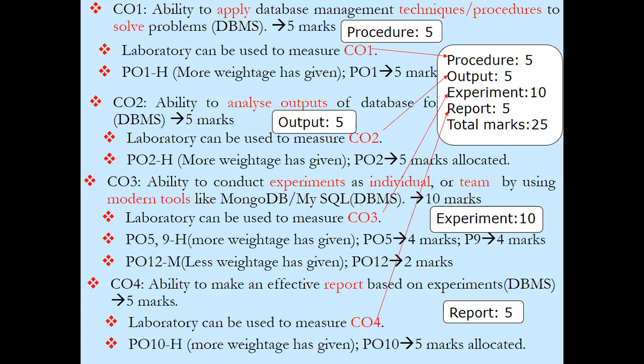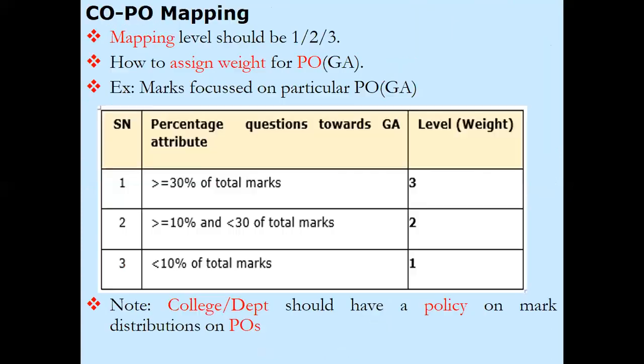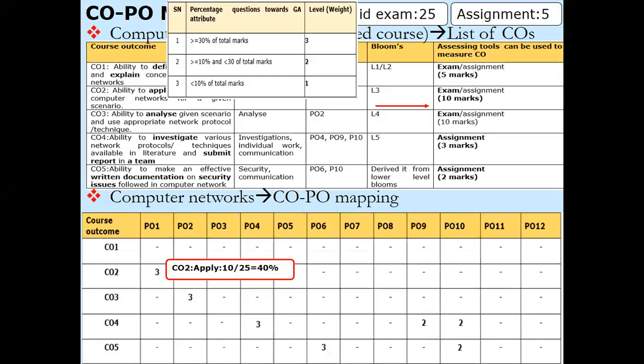Any other one more person raise your hands. Good afternoon, sir. Regarding the calculation which you have just shown for the PO-CO mapping, sir, when you showed the calculation for CO2, we considered 10 out of 25 marks, which gave us 40%. So we have considered it to be level 3, no, sir? Level 3, because more than 30% is mapped.